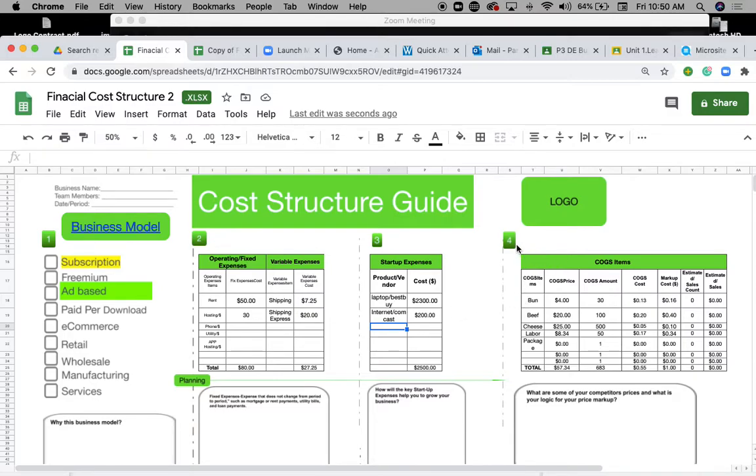So now let's go over to number 4. Number 4 is the cost of goods. This is important. So for this section, we're going to look at a bun. Everybody loves burgers, right? So to make 1 cheeseburger, I'm going to need bun, beef and cheese, labor, and packaging.